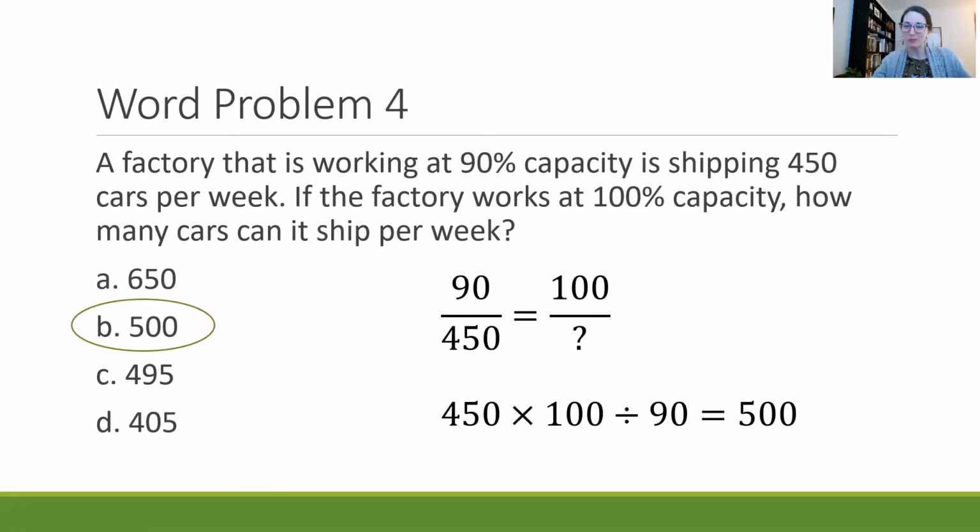Another trick with this problem is to look at the answers that are given. Right away, I know 90% is less than 100%. So I can imagine that what they're making at 90% is going to be less than what it'll be at 100%. That means that the answer has to be greater than 450. So before I even start, I would look at D and be able to cross that off.